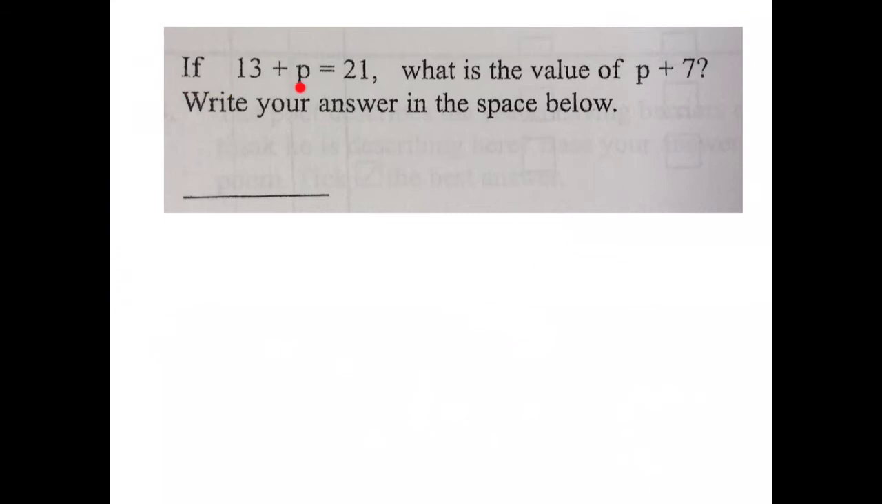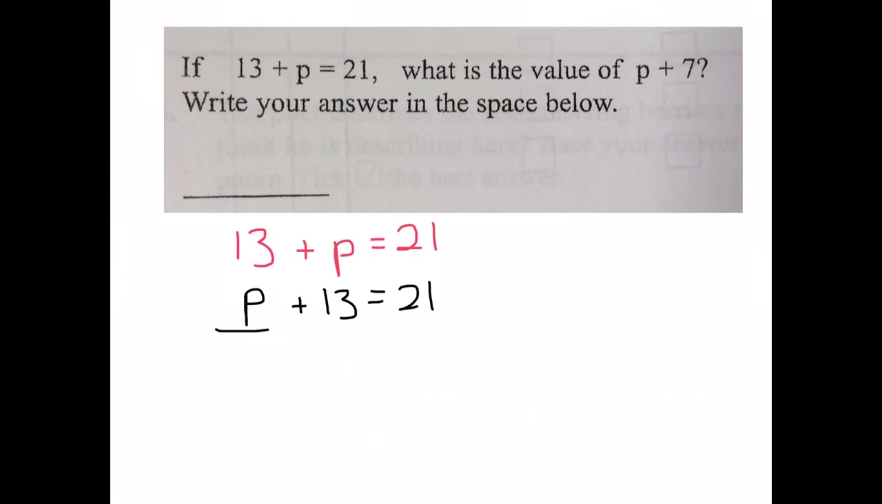If 13 plus p equals 21, what is the value of p plus 7? Write your answer in the space below. Well, we must work out what p is before we can add 7 to it. So 13 plus p equals 21. Well, this is the exact same as p plus 13 equals 21. So now with p at the beginning, remember missing number at the beginning, do the inverse and you're winning.